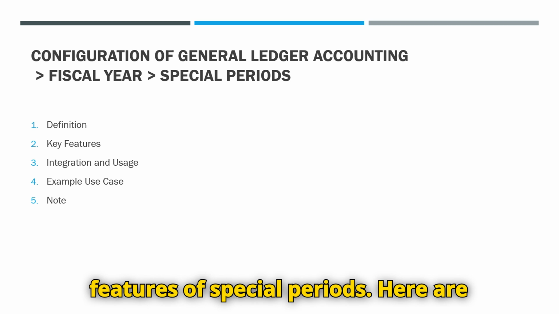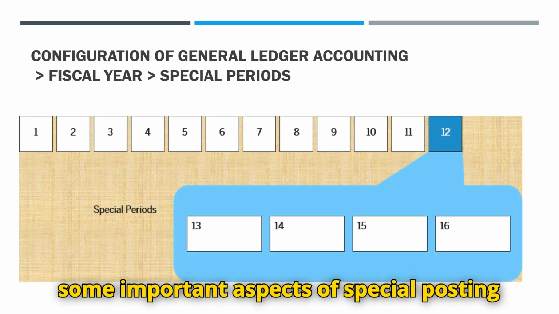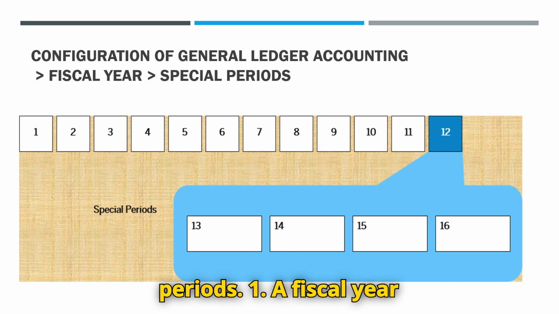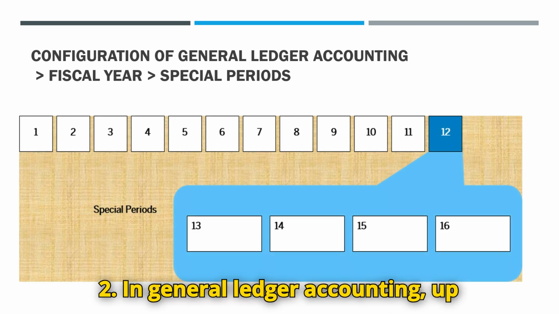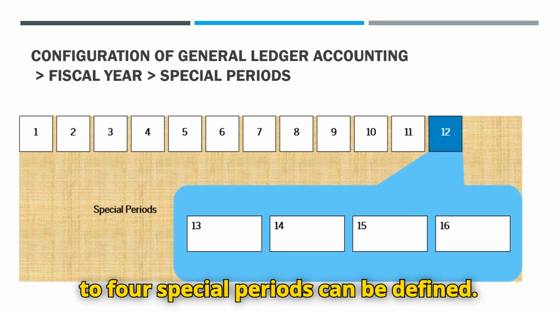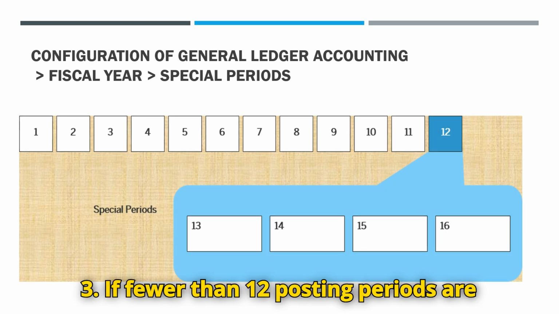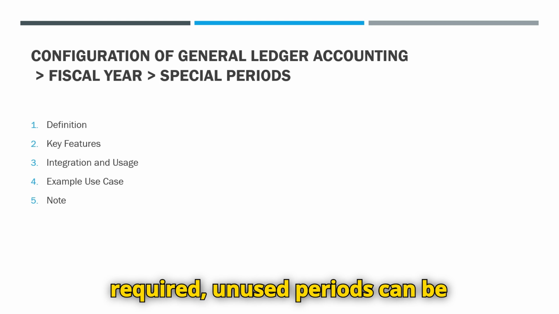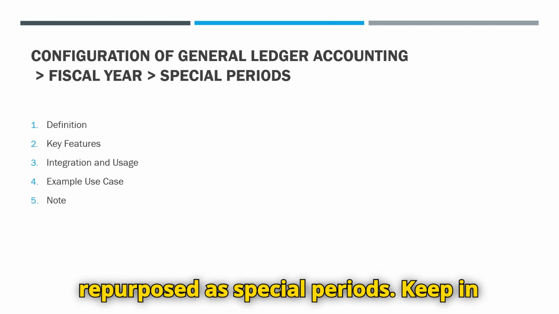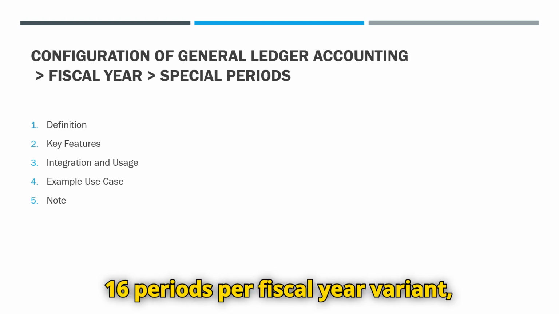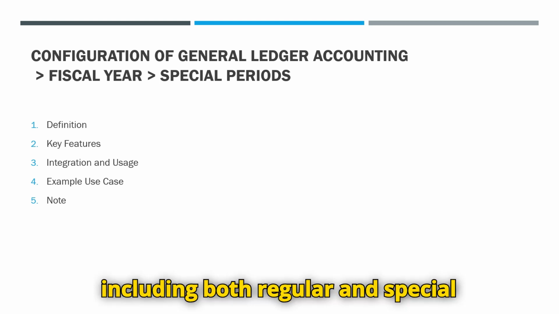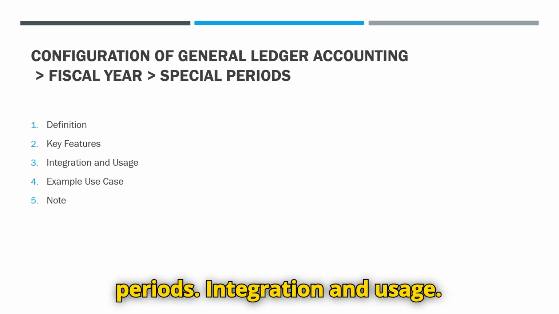Key features of special periods. Here are some important aspects of special posting periods. 1. A fiscal year typically has 12 regular posting periods. 2. In general ledger accounting, up to 4 special periods can be defined. 3. If fewer than 12 posting periods are required, unused periods can be repurposed as special periods. Keep in mind, SAP allows a maximum of 16 periods per fiscal year variant, including both regular and special periods.